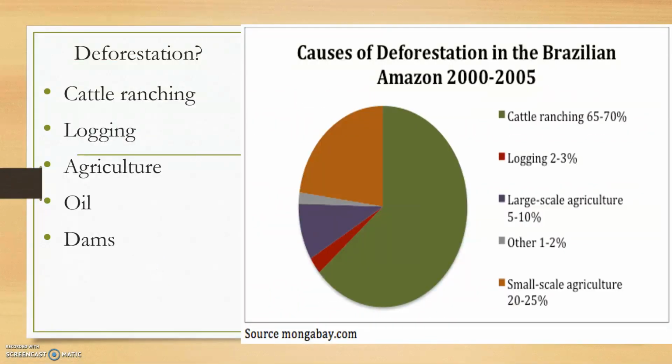So this graphic depicts the causes of deforestation in the Amazon and Brazil for the years specified. It appears that cattle ranching is the primary cause, up to 70%. Logging is 2 to 3%, and then there's a large-scale agriculture contribution between 5 to 10%. So these are the main causes of the deforestation in the Amazon.